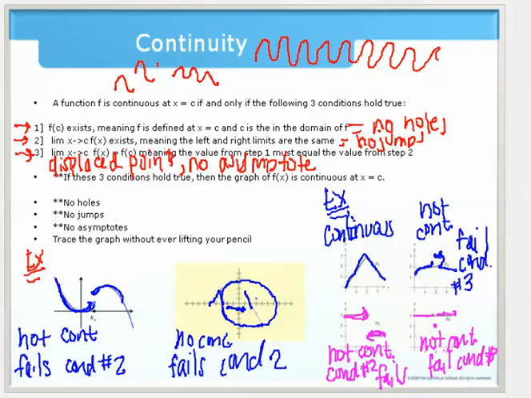I didn't show you one that failed condition 1, so I'm just going to show you one real quick. That's if we would just have a hole in the graph. This is not continuous, and it fails condition 1.